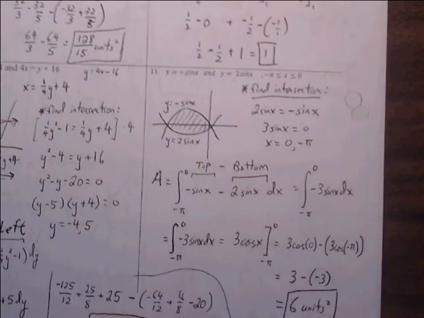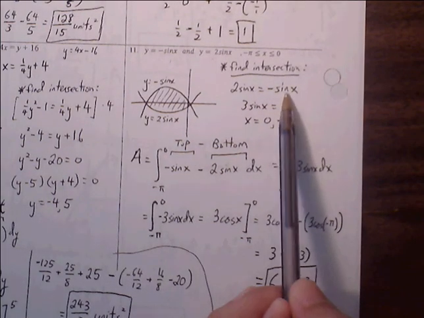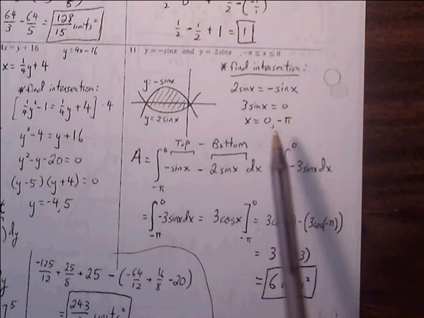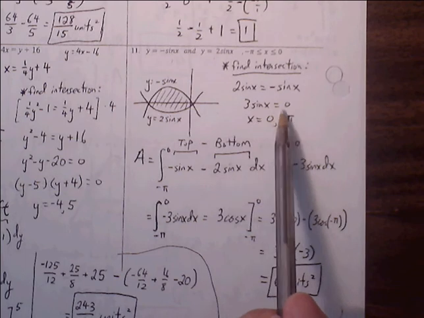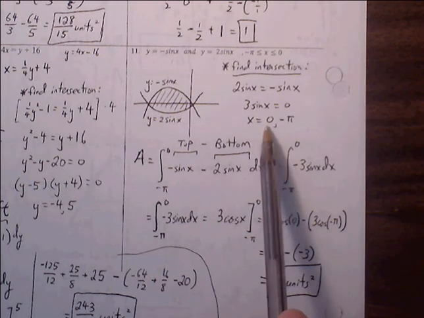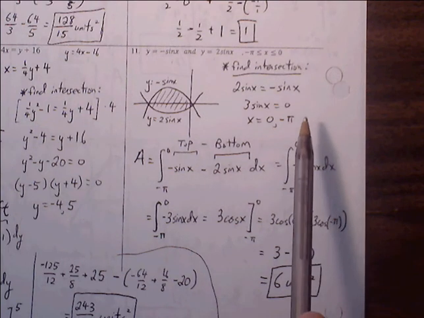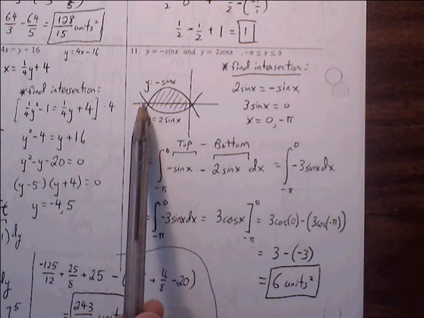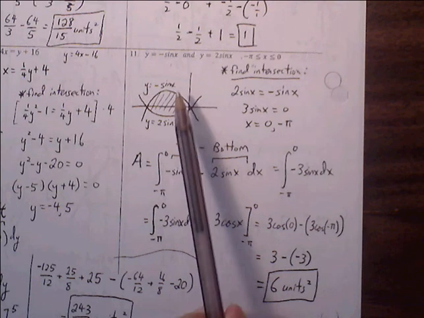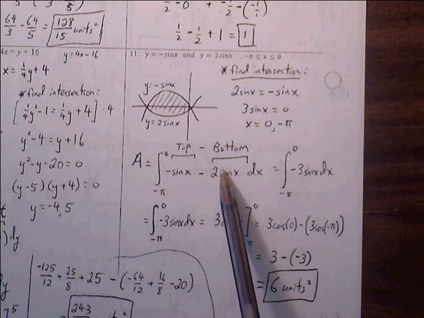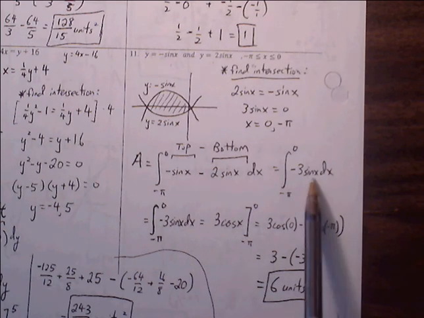If I want to find the boundaries, the intersections, I set the two equations equal to each other. 2 sine of x equals negative sine of x. Combine like terms, bring everything over to one side. 3 sine of x equals 0, which is sine of x equals 0. So sine is 0 at 0, negative pi, pi, 2 pi, so intervals of pi. So from -pi to 0 is the boundary that we're concerned about. Top curve is negative sine of x. Bottom curve is 2 sine of x. So from -pi to 0, top minus bottom, combined terms, we get -3 sine of x.